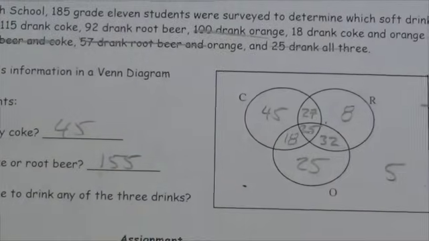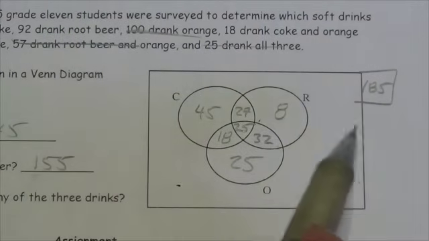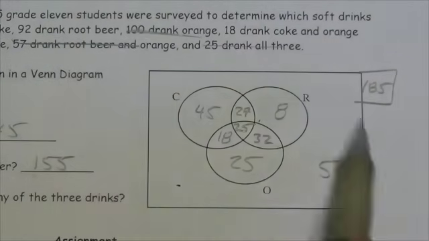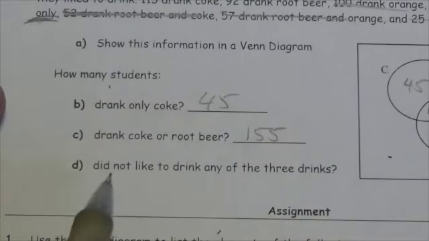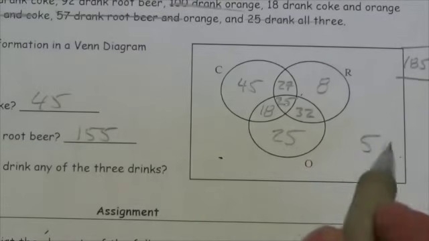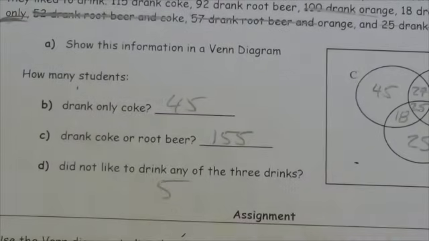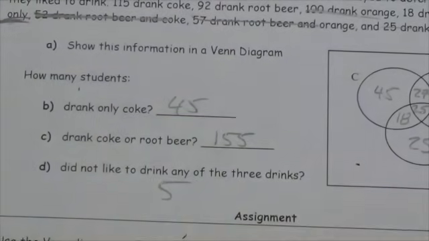Okay? Now, the way I did that here, I got a little bit lazy. I knew that there were 185 in the whole thing. And so what I did was I just subtracted the 5 and the 25 because those are the two groups that aren't part of that. And I got 155. And how many did not like to drink any of those 3 drinks? Okay, well, we spent a little bit of time at the end there to figure that out. Found out that was 5. Good. There we go.